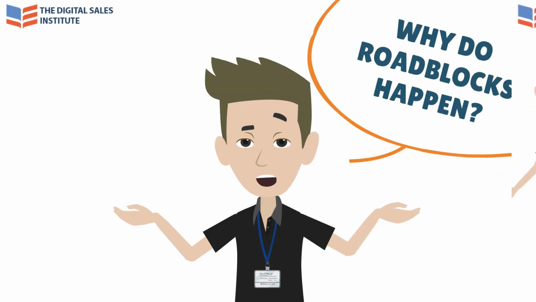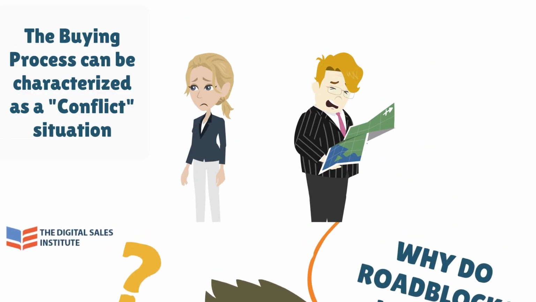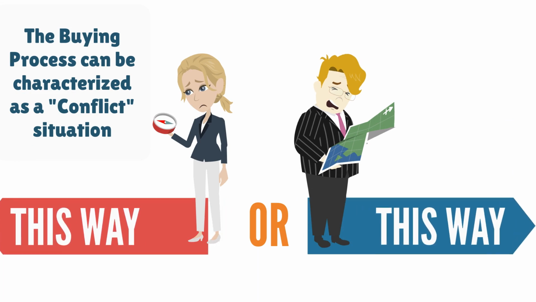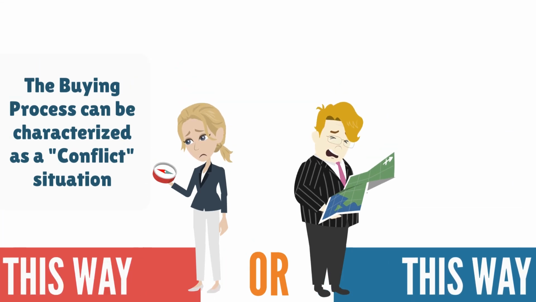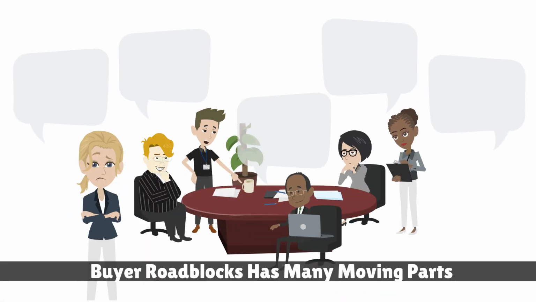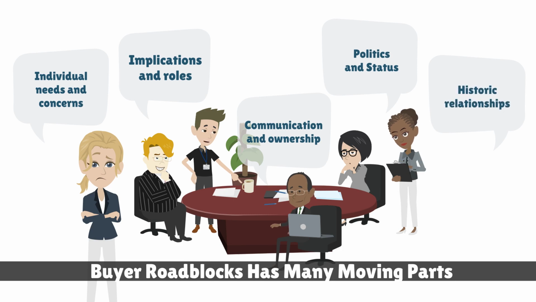So, why do buyer roadblocks and objections happen in the sales process? Well, research shows that the buying process can be characterized as a conflict situation. You see, buyer roadblocks have many internal moving parts, including individual needs and concerns, implications and roles, communication and ownership, politics and status, plus historic relationships between members of the buying group.